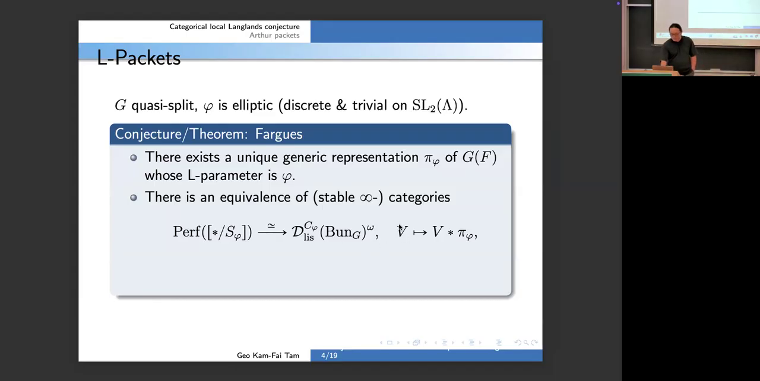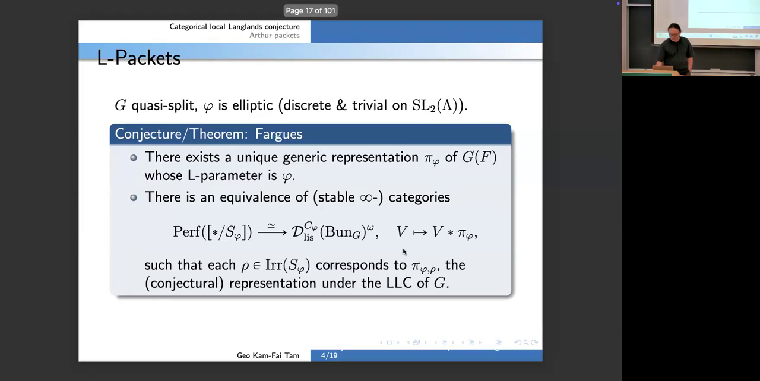And the equivalence is given by this functor: V going to V acting on pi_varphi. This is a generic representation here. This action is the spectral action that I will mention later. Such that if you take V to be an irreducible representation rho of S_varphi, then it corresponds to pi_rho, which is the conjectural representation under the local Langlands correspondence of G.